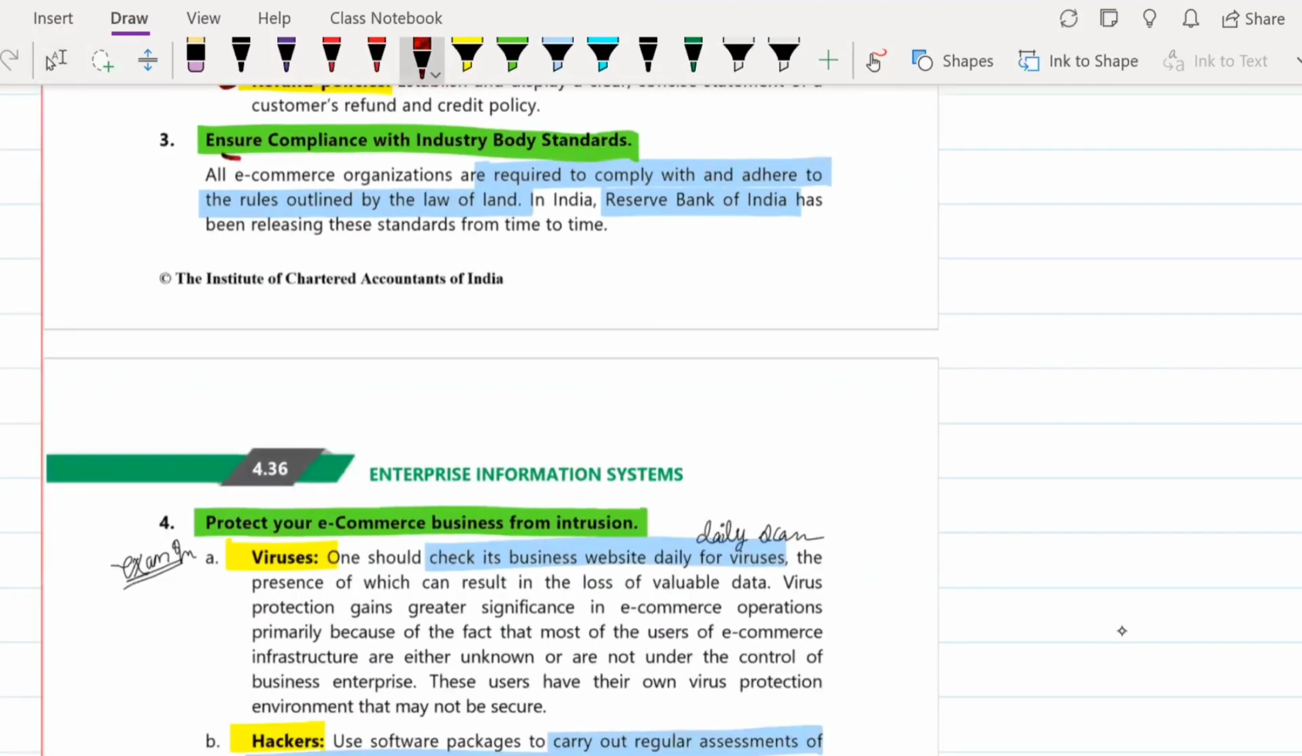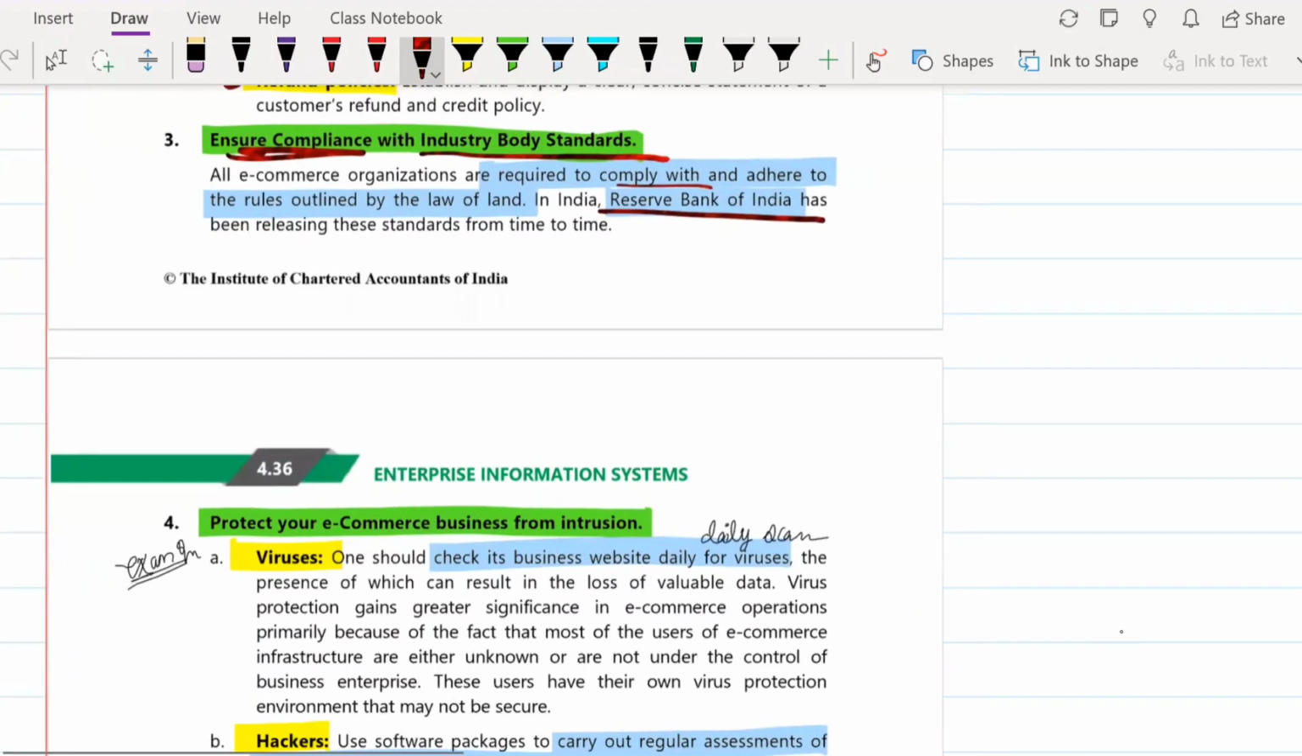Then you must ensure that the e-commerce websites are complying with the industry body standards. What happens is the Reserve Bank of India has been releasing a few standards that have to be complied with. If they are complied with properly, then the e-commerce business will also work smoothly.